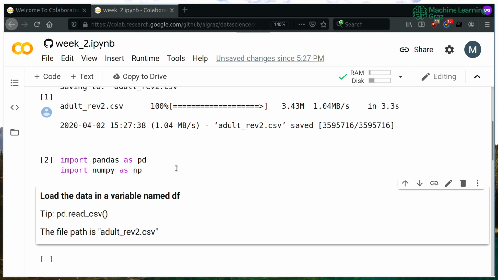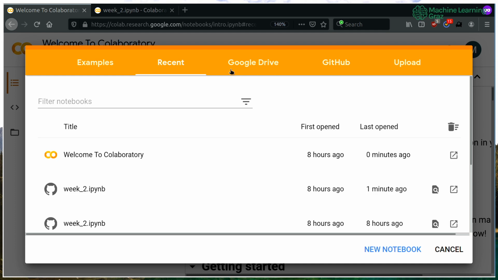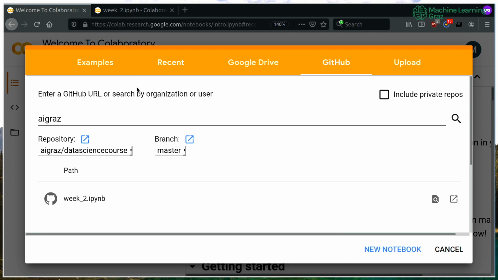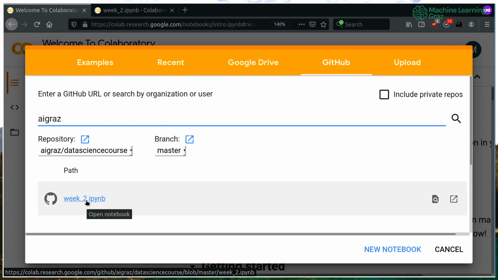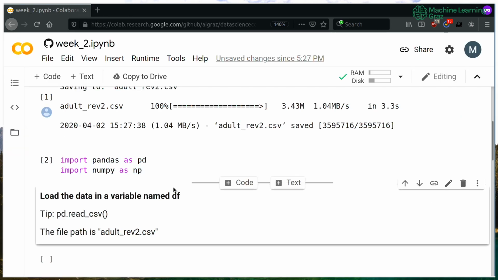Now, if you just came very late, you go on Google Colab, and once you open Google Colab, you press on GitHub, and there you write AI Grats. After writing AI Grats, you just double click on week 2, and then you have the same thing we are doing, for those people who arrived late.